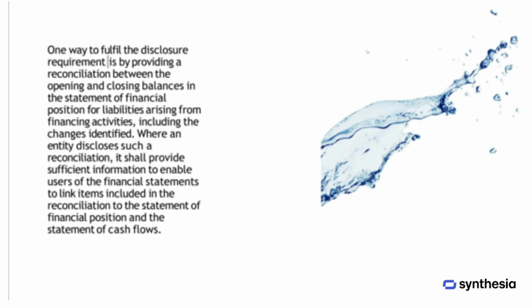One way to fulfill the disclosure requirement is by providing a reconciliation between the opening and closing balances in the statement of financial position for liabilities arising from financing activities, including the changes identified. Where an entity discloses such a reconciliation, it shall provide sufficient information to enable users of the financial statements to link items included in the reconciliation to the statement of financial position and the statement of cash flows.